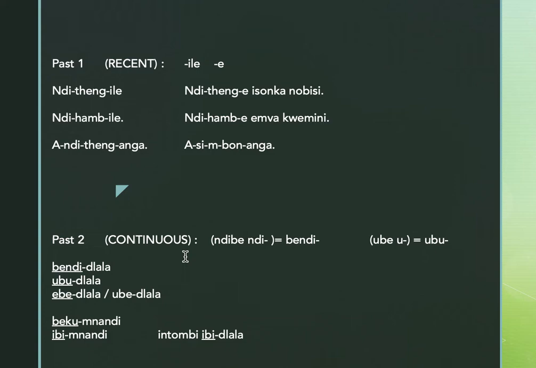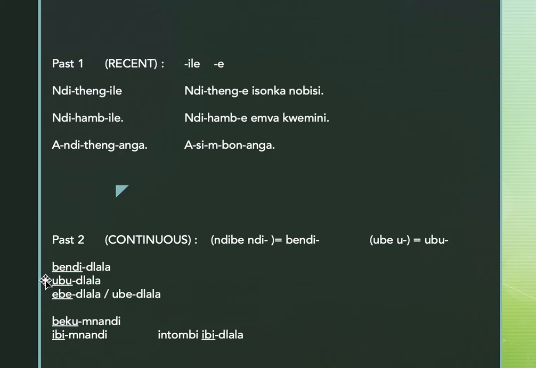It comes from the long form, which isn't used so much in spoken Xhosa anymore, but it comes from ndibe ndi, which is I was. Be is the past tense of ba, to be. Ndibe, ndi, I was, I do something. So like ndibe, ndidlala. But that has been shortened, compressed together to bendi in spoken Xhosa. And the same for you. So it used to be ube, u, and that just became ubu. So bendidlala would mean I was playing. Ubudlala, you were playing.